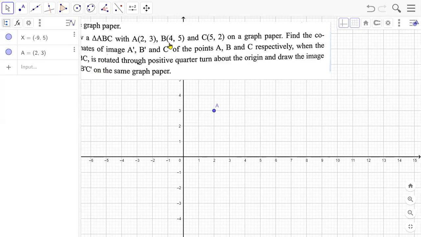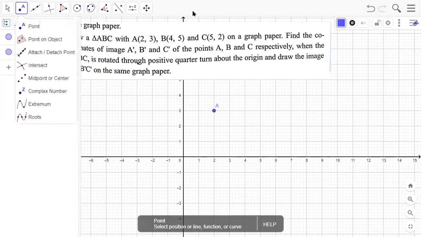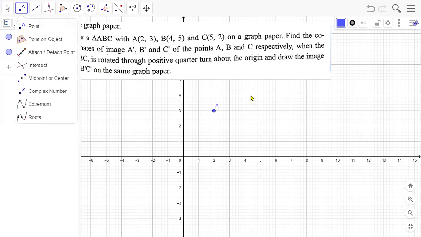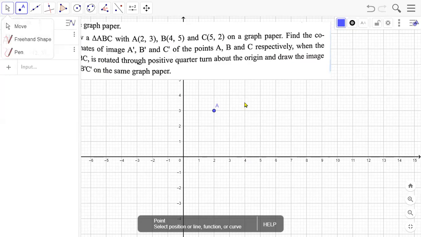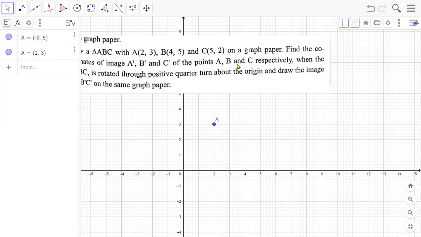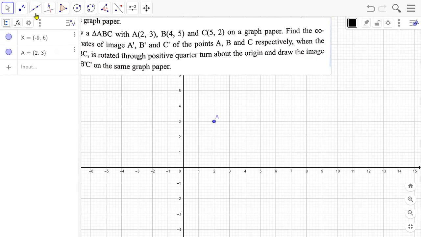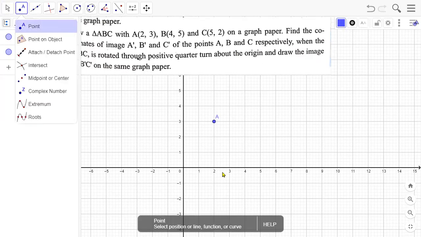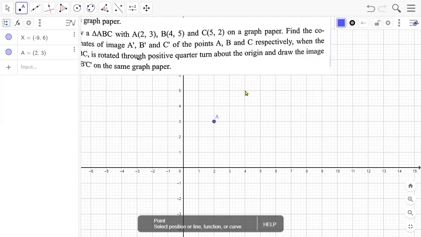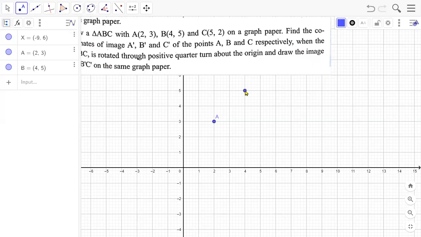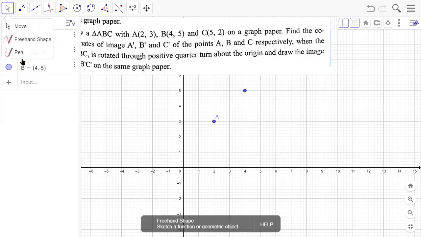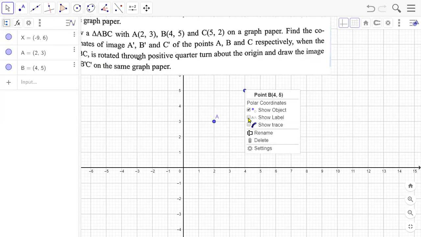The next point is point B. Natasha, what is the coordinate of point B? Sir, 4, 5. We have to go 4 unit right and then 5 unit up. Then we will reach the required point. Let me just drag a little bit here. Okay, let's identify the 4, 5. This is the point here, 4, 5. What is the name of this point? B. This is just the point B. Let me just show its label.